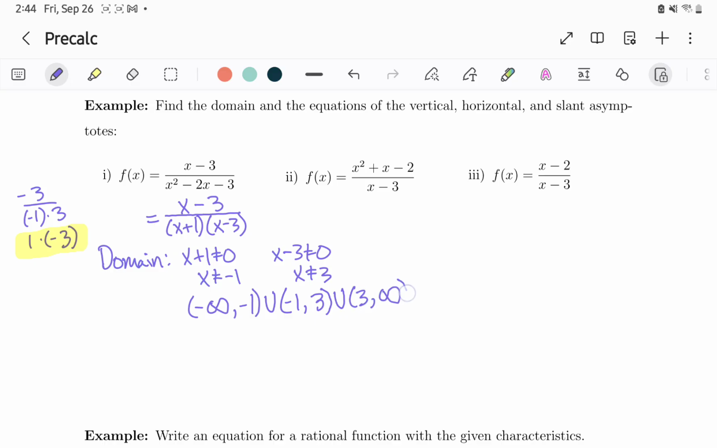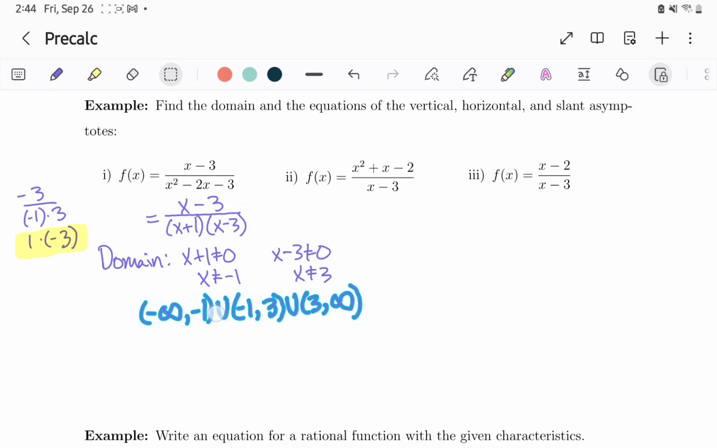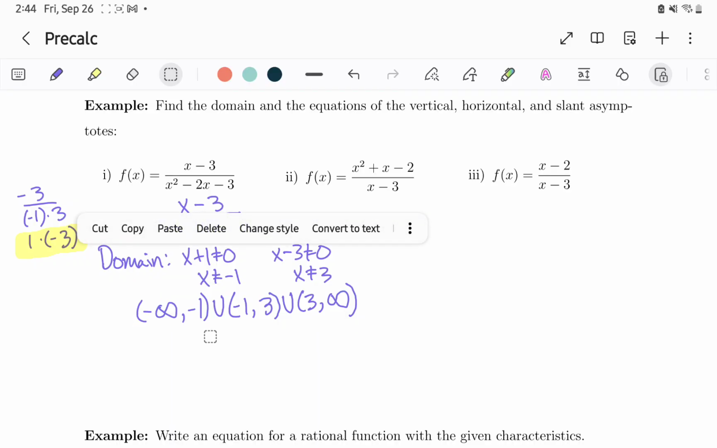So writing our domain in this way makes it so that we are including all real numbers except for negative 1 and 3. Again, when we have parentheses at the endpoints, that means that we aren't including those endpoints in our intervals. So none of these intervals include negative 1 or 3, but the union of all three of them includes all real numbers except for those two. So that's our domain.